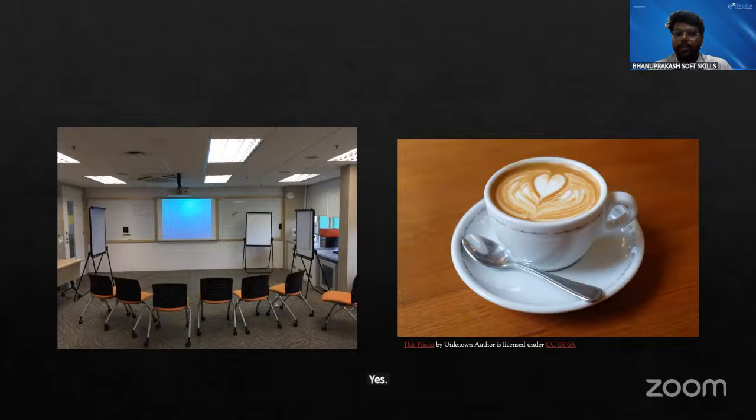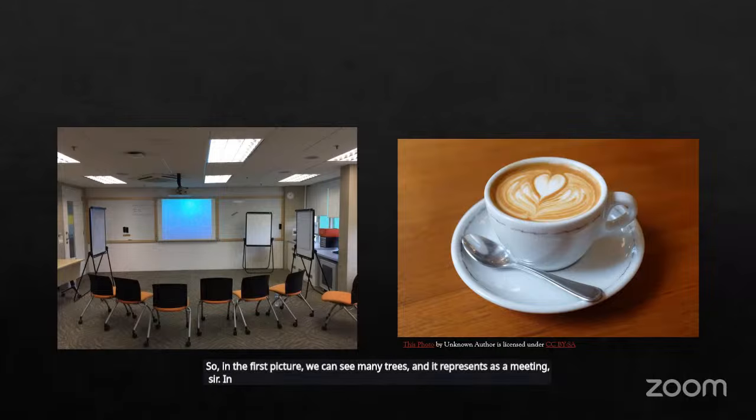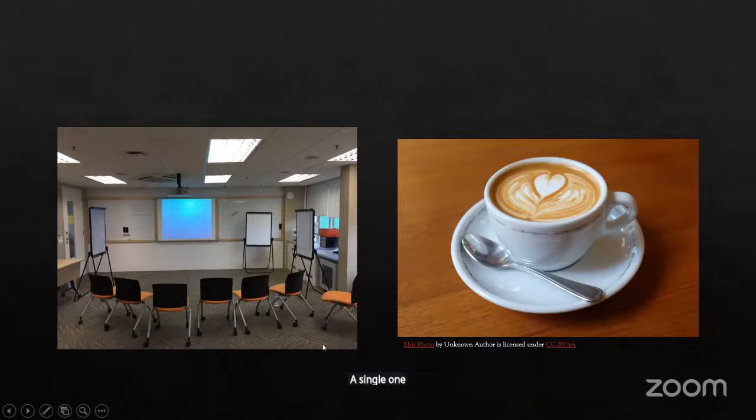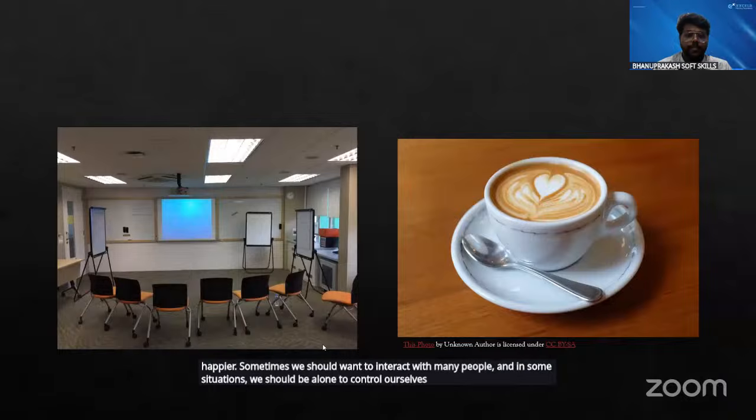Yes, Yashaswini. In the first picture, we can see many chairs, and it represents a meeting, sir. In this meeting, we have many group members, and each one communicates with the others in an interactive way, where a cup of coffee represents a single person enjoying the most lovable thing, which makes a man very happy. Sometimes we want to interact with many people, and in some situations we should be alone to control ourselves, sir. Yes, that's excellent.